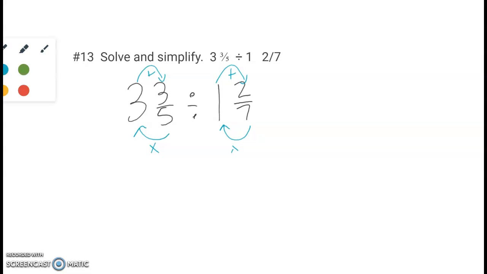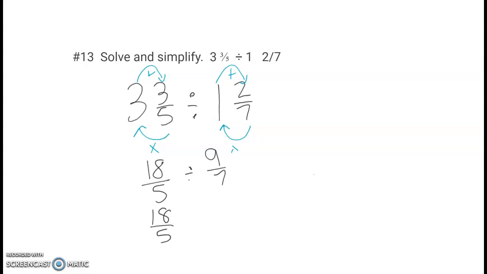denominators the same. When I do that, I have 5 times 3 is 15, plus 3 is going to be 18 over 5. And then I have 7 times 1 is 7, plus 2 is 9, so I have 9/7. I'm going to keep, change, and flip.